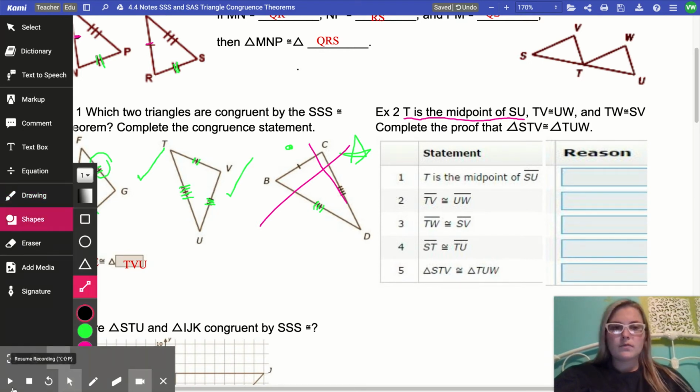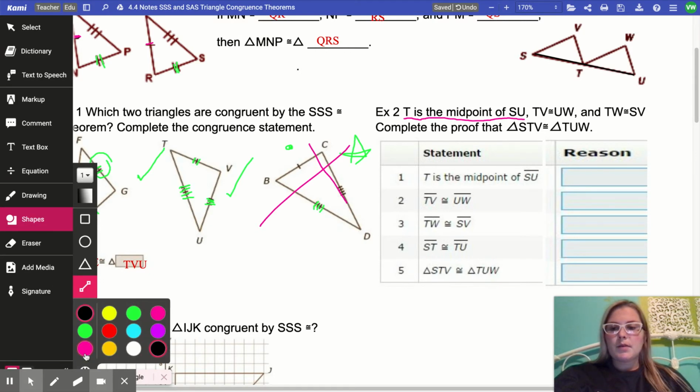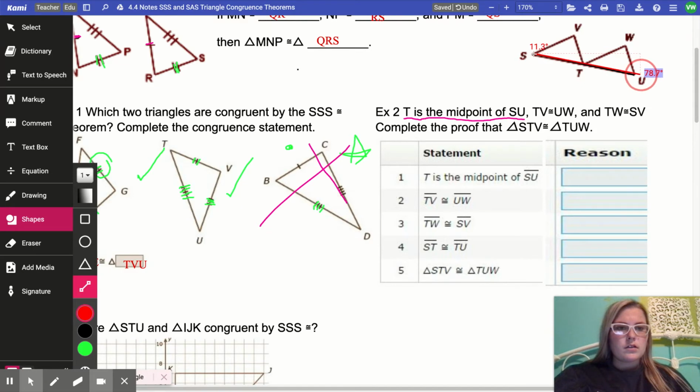So if I'm looking, SU is this whole thing right here. And I know there's numbers on the end. It might be hard to see. Maybe I'll try it in a different color. There you guys, you can kind of see it in red right there. Okay, so SU is that whole segment right there. And it says T is the midpoint. So that means from S to T is going to be congruent to T to U. Okay, so T is my midpoint. It cuts SU in half, so ST is congruent to TU.